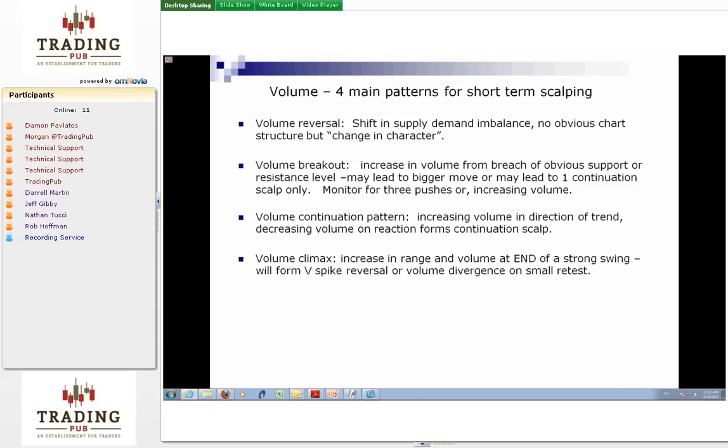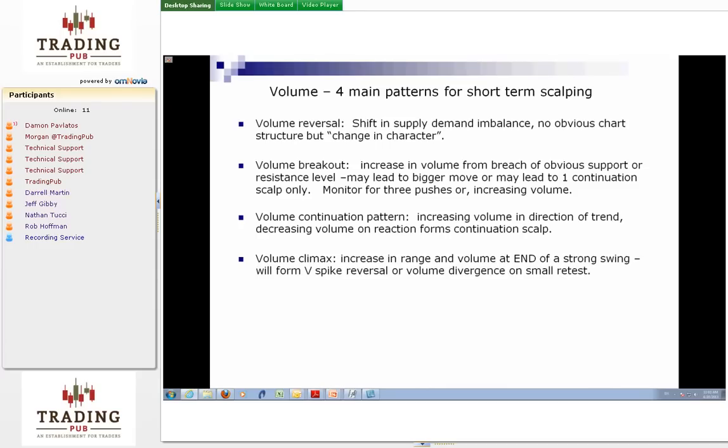The first, as you can see on the slide, is a volume reversal. Simply, there's no structural context in the chart, but we see a dramatic shift in the supply-demand imbalance. So this is a change of character. So volume, as you know from Damon's foundation, signals something going on, or perhaps a higher time frame player stepping in. Next, we'll look at a volume breakout.